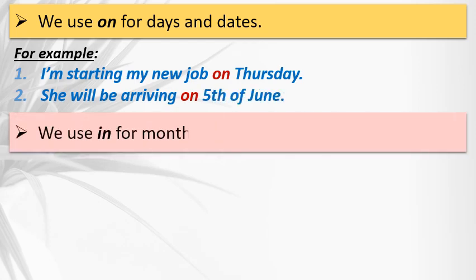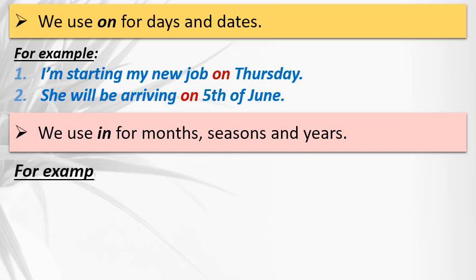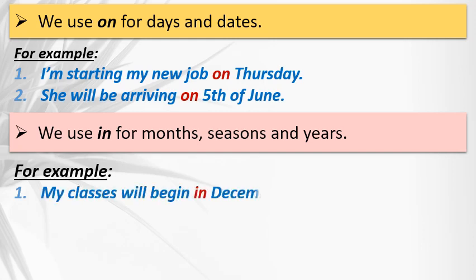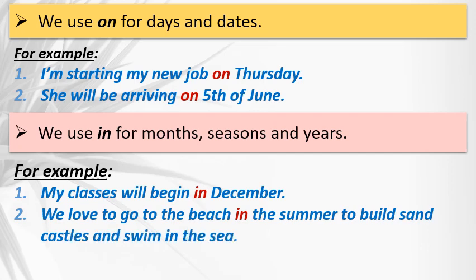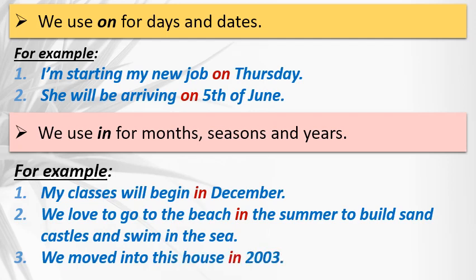We use in for months, seasons and years. Means we use preposition in when we are referring to a month, year or season. To clarify it, let us see some examples. Number 1, my classes will begin in December. Number 2, we love to go to the beach in the summer to build sand castles and swim in the sea. Number 3, we moved into this house in 2003.